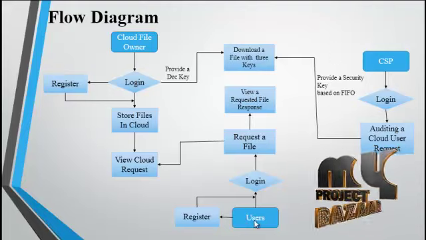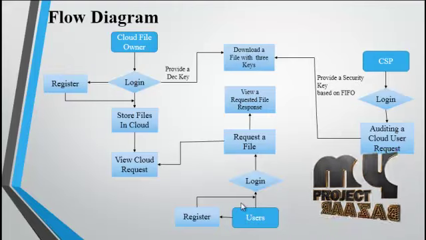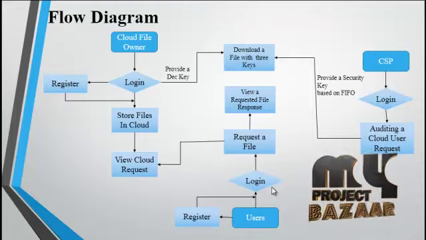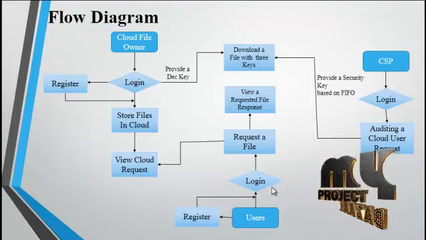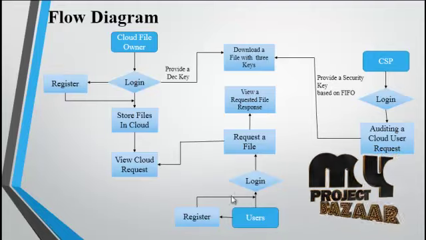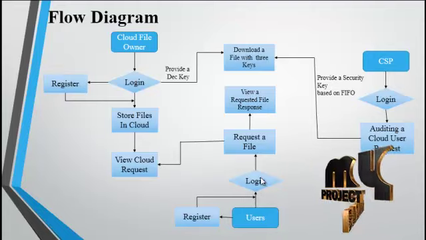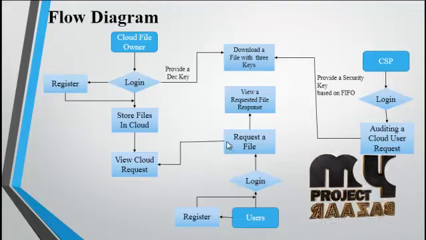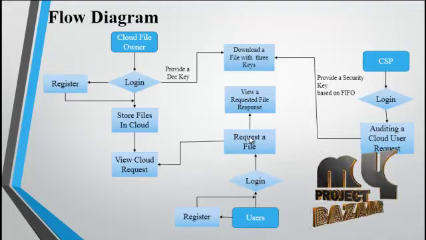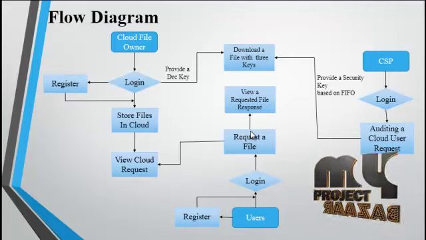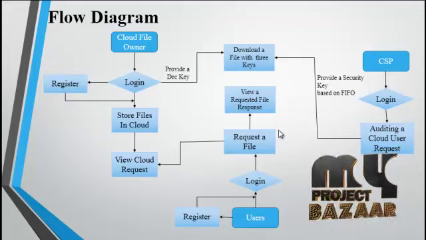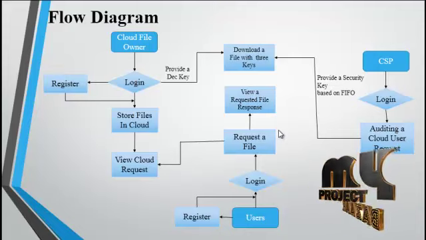Then the user initially logs in with username and password. Existing users log in directly to the system, otherwise a new user first registers and then accesses our system. After the login process, the user can view the number of files in the cloud. The user can request a particular file in cloud storage; all authenticated users are able to request files. This request information is sent to the CSP.